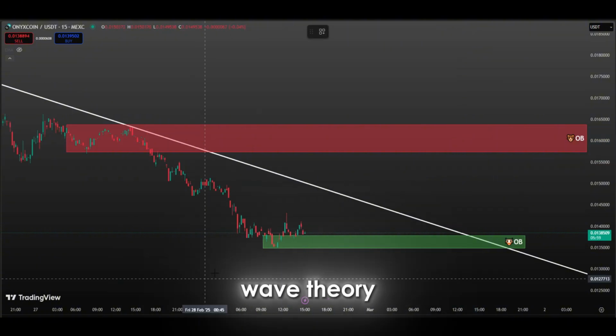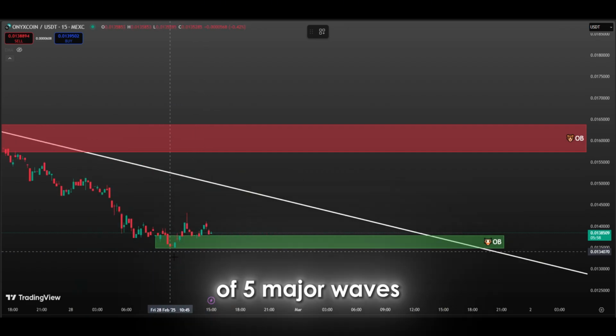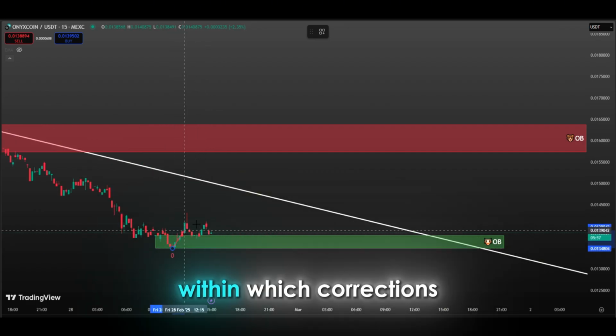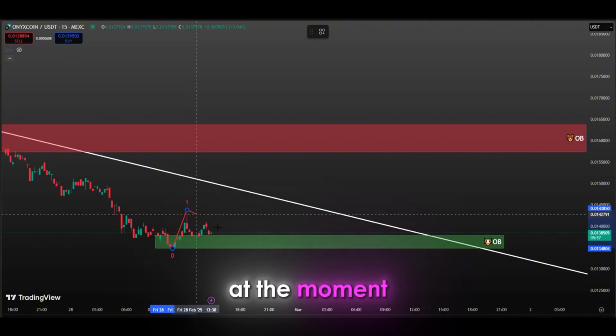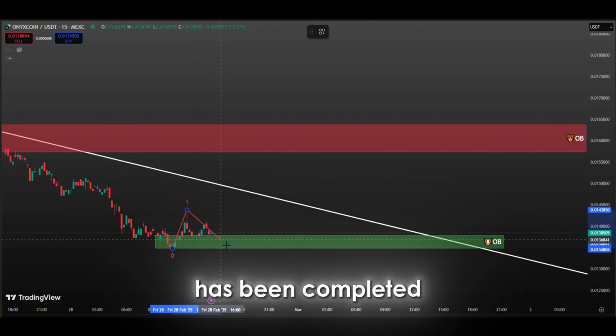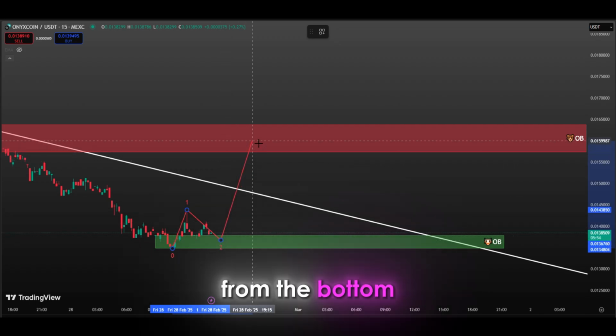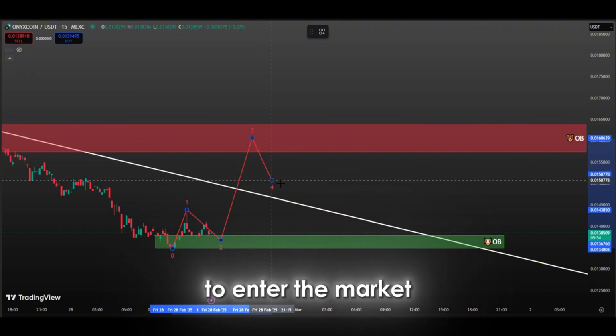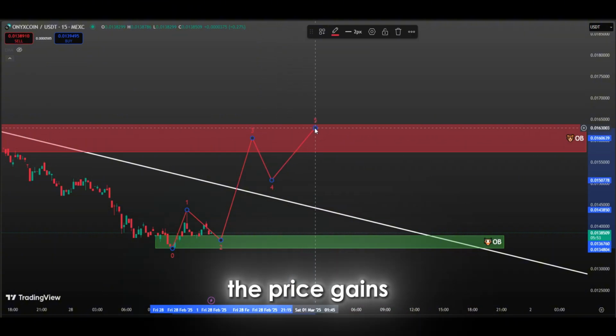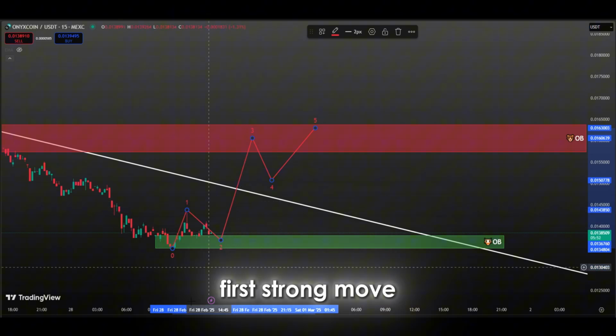According to Elliott wave theory, price movements consist of 5 major waves, within which corrections usually occur. At the moment, we can see on the chart that the first wave has been completed, but the second wave has not yet formed. The first wave is usually the phase when the price starts to rise from the bottom and buyers start to enter the market. During this wave, the price gains upward momentum and makes its first strong move.